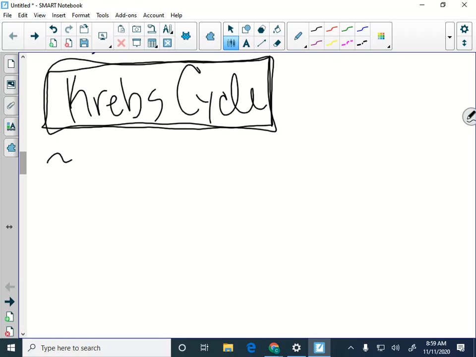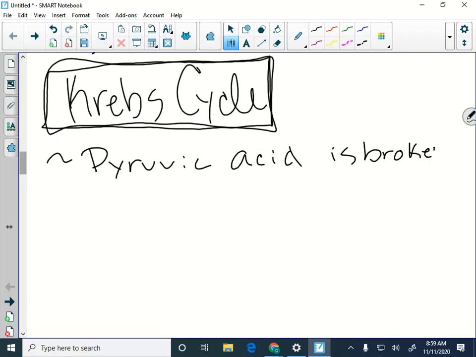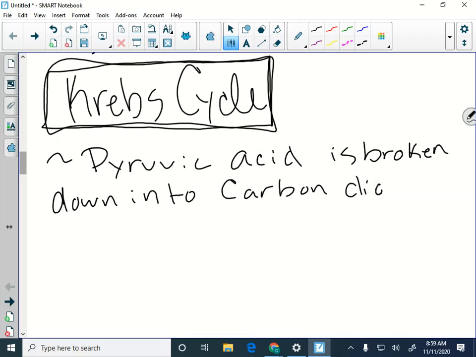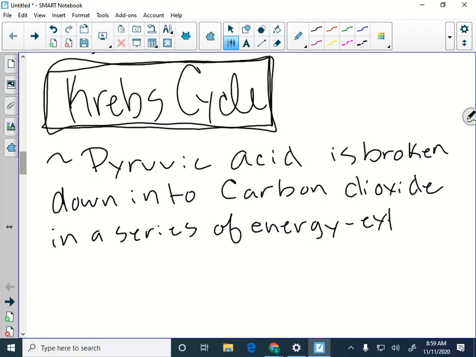The overarching idea is that pyruvic acid is broken down into carbon dioxide in a series of energy extracting reactions. That's the gist of the Krebs cycle.